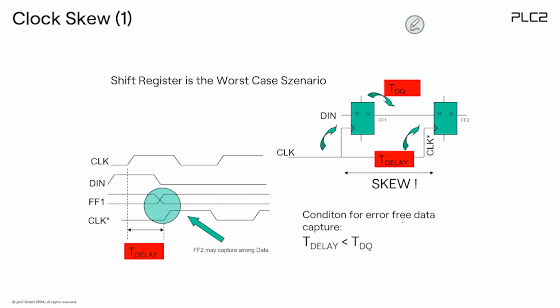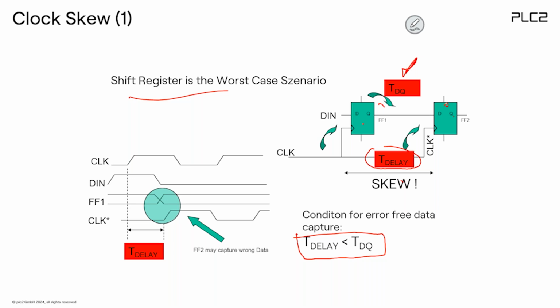If we do something like this, a shift, this is actually the worst case scenario. We have two flip-flops talking to each other. We have a clocked output, let's call it TDQ, and a connection of these two flip-flops with a delay time in between. The condition for properly capturing the data is that the delay time must be less than this clocked output. If this condition is not true, then this flip-flop will capture the wrong data.